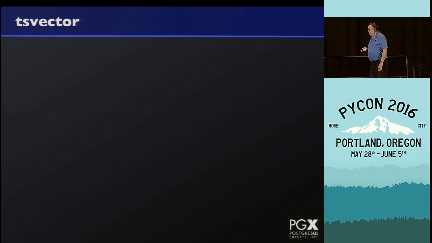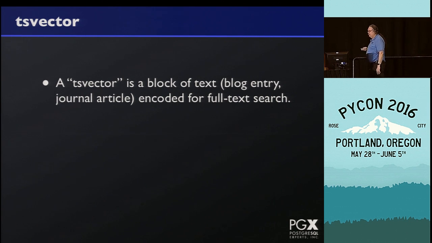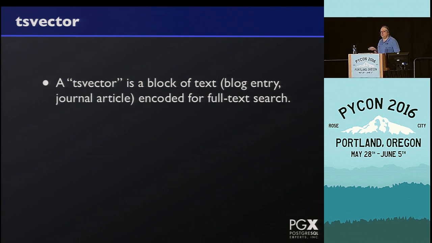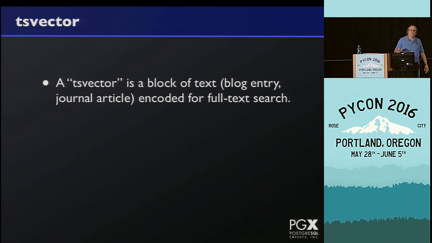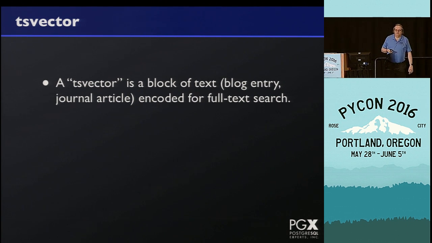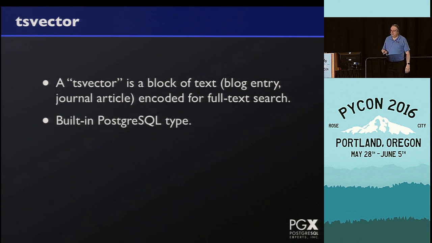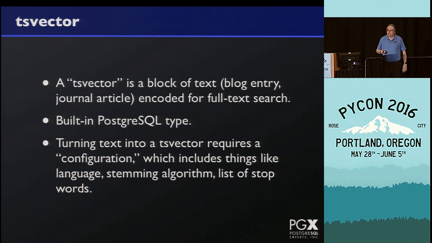There's a basic type in Postgres called a TS vector, which is a block of text. It's the thing you're going to search, like your blog entry, a journal article, or description of an item, that's been encoded for full text search. So you can store it in the database, or you can create it on the fly. It's a built-in Postgres type.